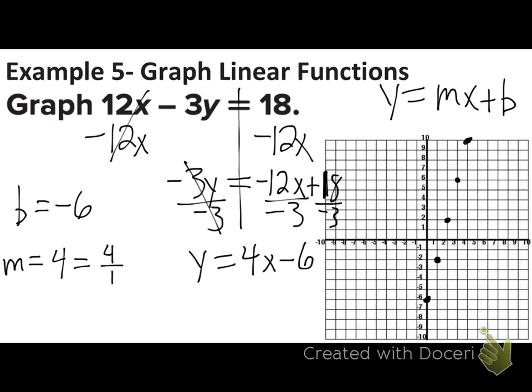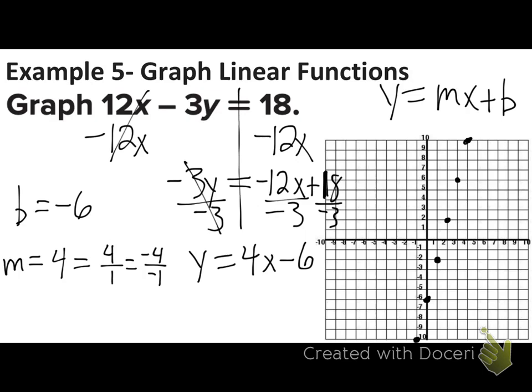What's the opposite of going up 4 and right 1? Down 4, left 1. In other words, I could just change both signs of my numerator and denominator on my slope. Is this still positive 4? Yes. A negative divided by a negative gives me a positive. Still the same thing. Still equivalent, right? It just helps me get more points on my graph. So I can go down 4, left 1 from that y-intercept.